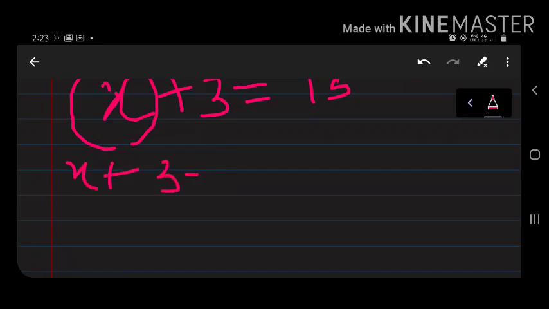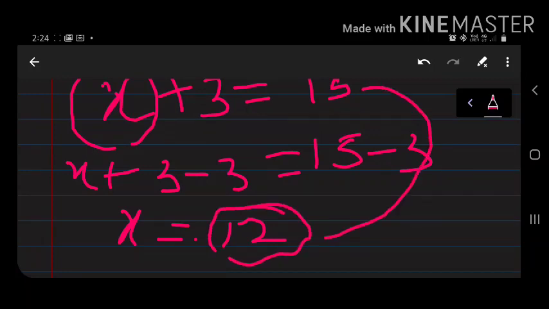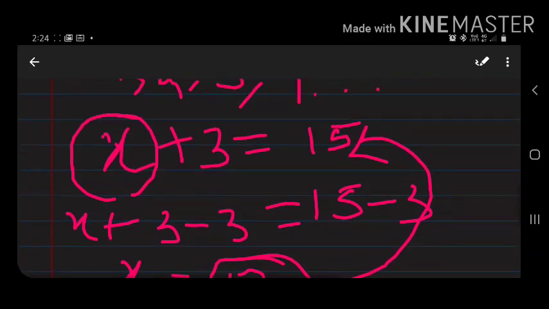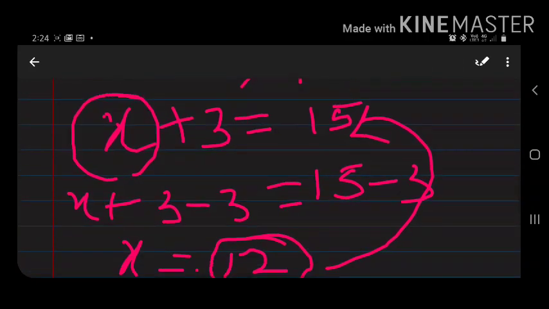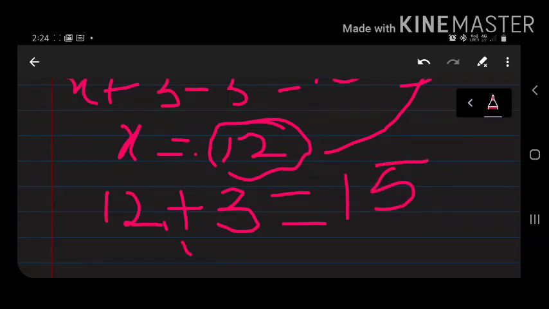So this equation changes to x plus 3 minus 3 equals 15 minus 3. 3 will get cancelled by 3. So on the left hand side we have x equals 15 minus 3, which is 12. So we have found the value x equals 12, which satisfies the equation x plus 3 equals 15, and 12 also belongs to the natural number system. Let's put the value of x in the equation x plus 3 equals 15. I am putting 12 in place of x. 12 plus 3 is 15.